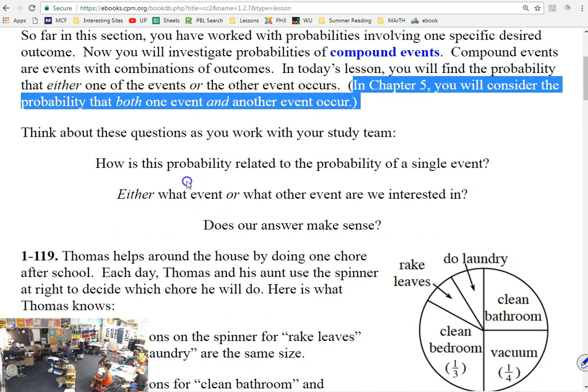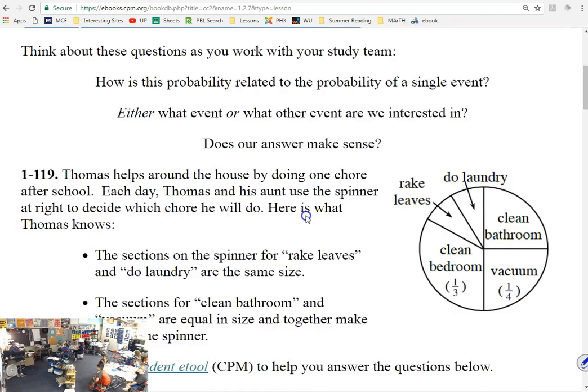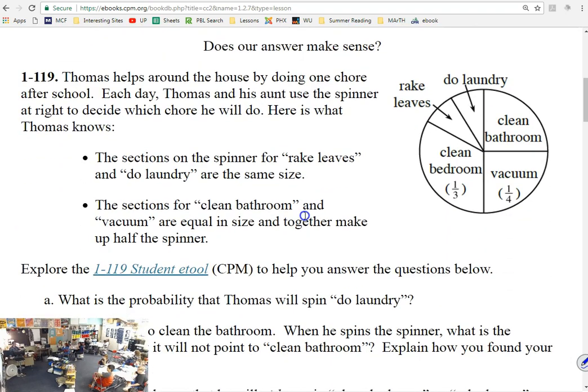How is this probability related to the probability of a single event? Either what event or what event, or what other event are we interested in? And does our answer make sense? Please have your brain turned on, constantly analyzing, does this make sense? Aside from that, raise your hand if you have a question. Have at it.